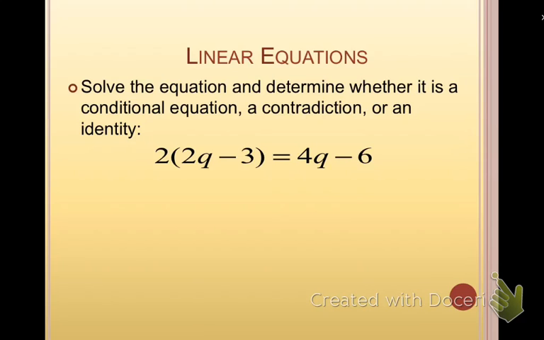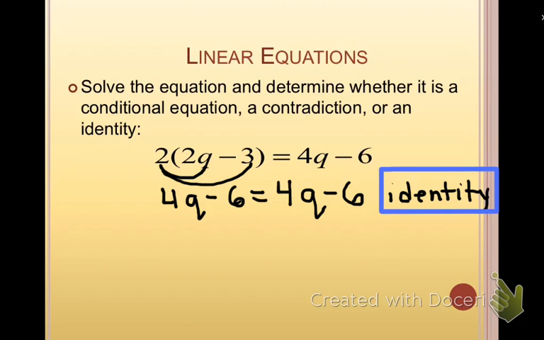Here's another one to try. 2 times the quantity 2q minus 3 equals 4q minus 6. Pause it and see what you come up with. This one's an identity. Once you distribute on the left side, you end up with 4q minus 6, which is exactly identical to the right side.